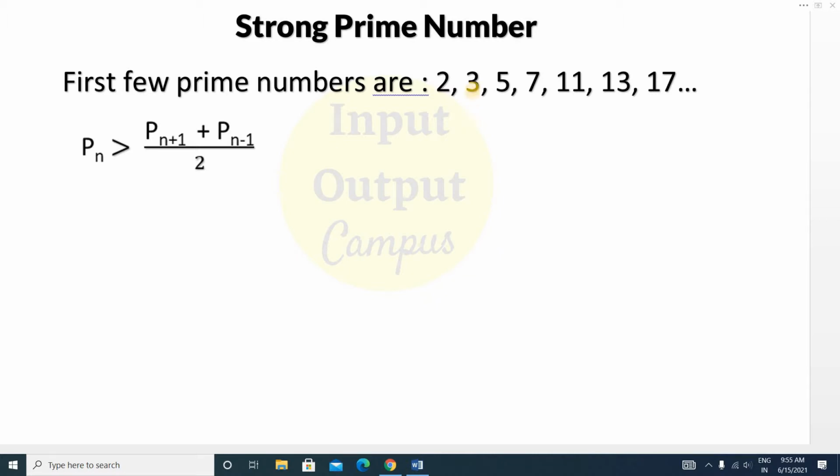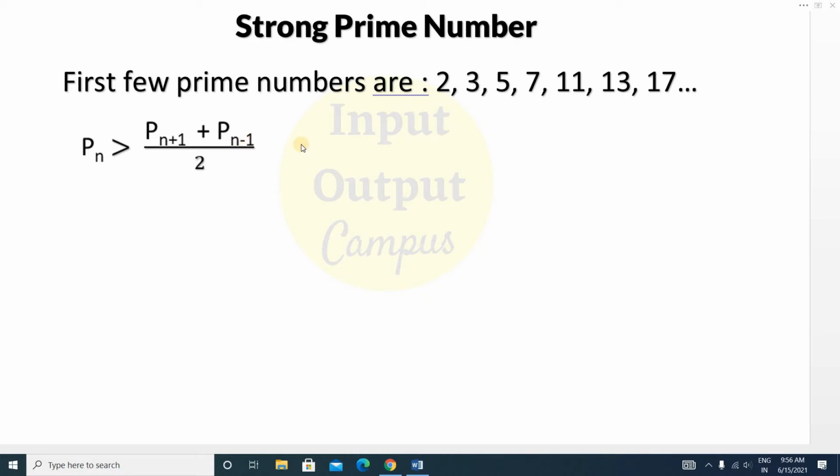If you see here, 3 is a prime number, its previous prime number is 2 and its next prime number is 5. If we add these two, 5 and 2, and divide by 2, that is 5 plus 2 equals 7, 7 by 2 is 3.5. If this prime number is greater than the arithmetic mean of its previous and next prime numbers, then it will be called a strong prime number. So we have to write this formula here. Pn will be treated as a strong prime number if it is greater than the arithmetic mean of its next and previous prime numbers.